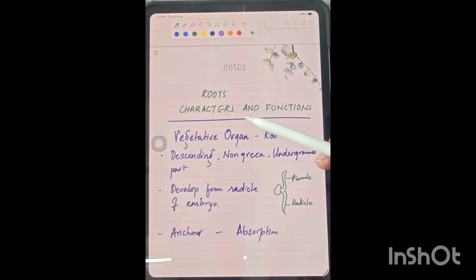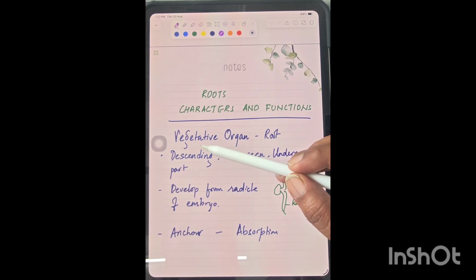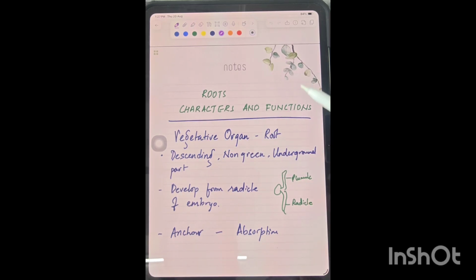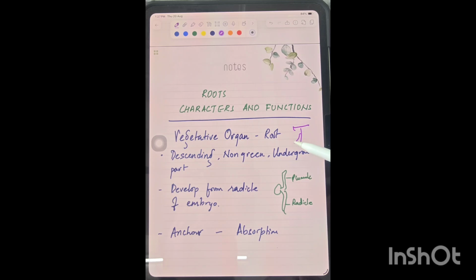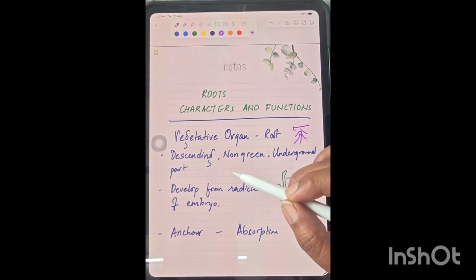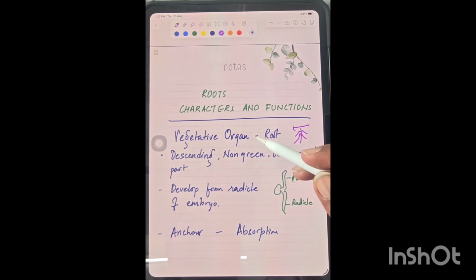So roots, you know very well that root is one of the vegetative organs which is descending, which is going downwards. It is non-green. You will find that roots are white in color or they are transparent. It is an underground part, and roots are developed from the radicle of the embryo.